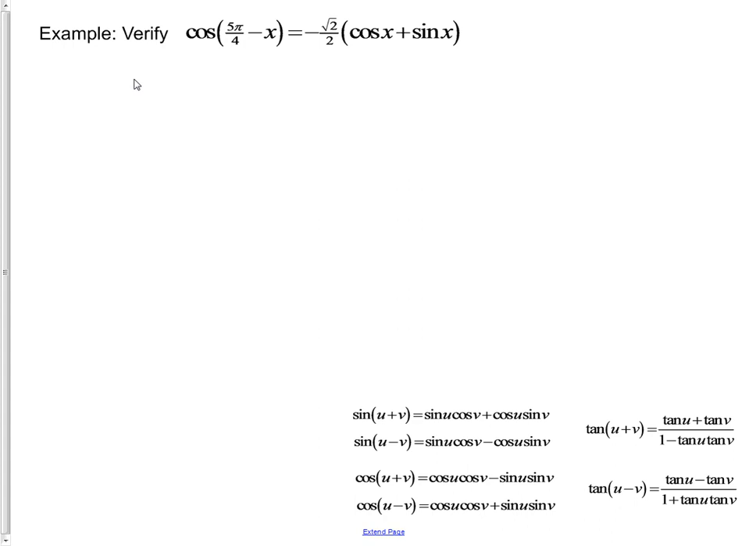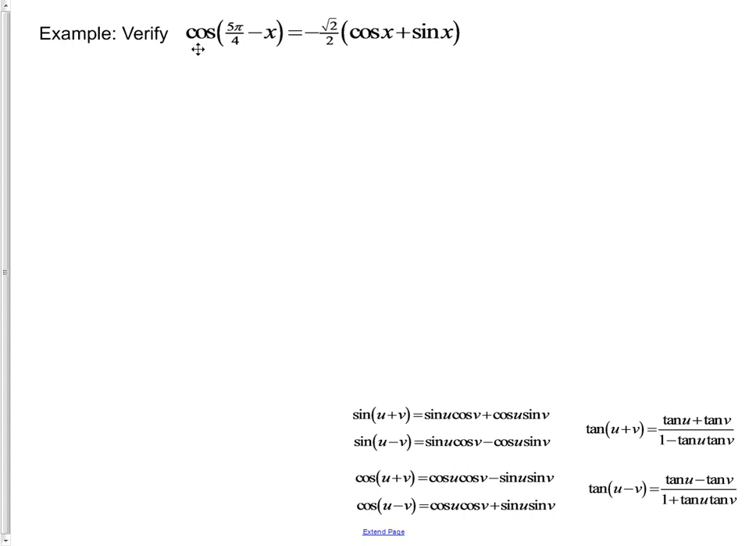Alright, so let's try one more item right here, and this time we're asked to verify an identity. The identity in this case is that the cosine of 5 pi over 4 x would be the same as negative square root of 2 over 2 times the cosine of x times the sine of x. Well, the question might be, how can we verify this?